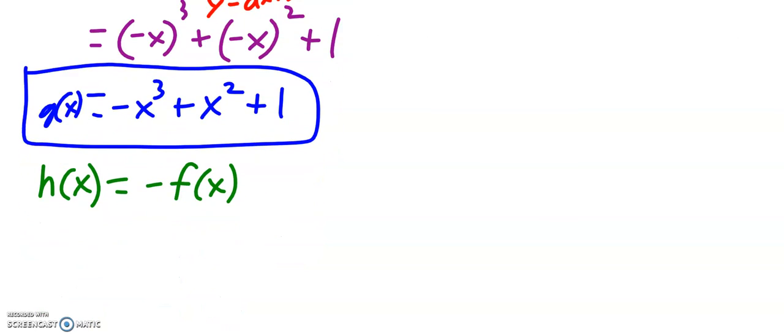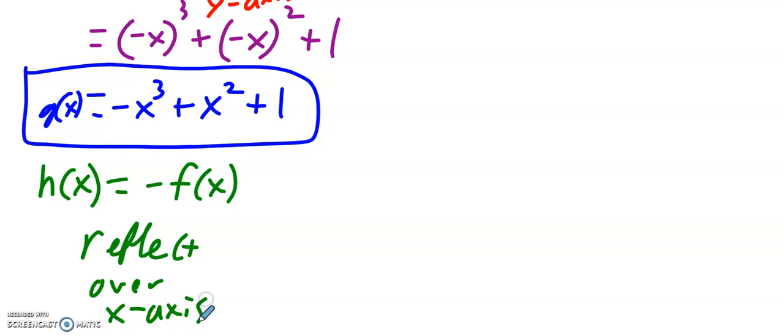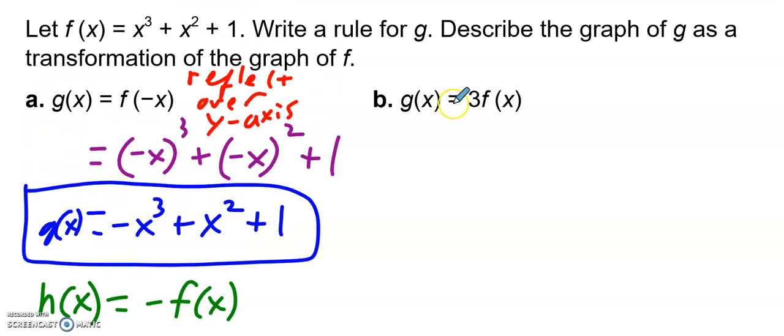Okay, so if I have some h of x function, this would reflect over the x-axis because now the negative is outside of the parent function. And this is normally how we've seen things. Okay, so I want you to try and do B. Pause the video, unpause when you're ready to discuss.